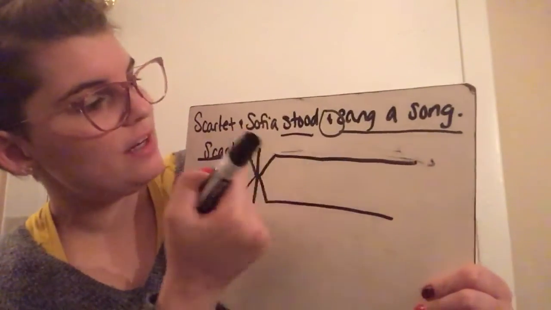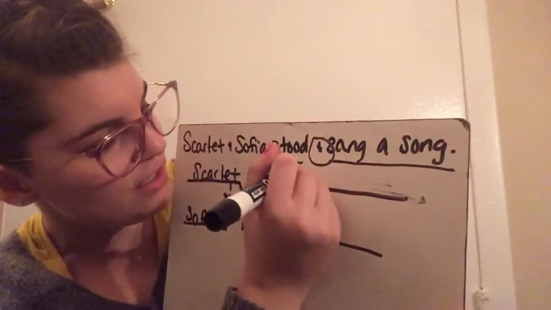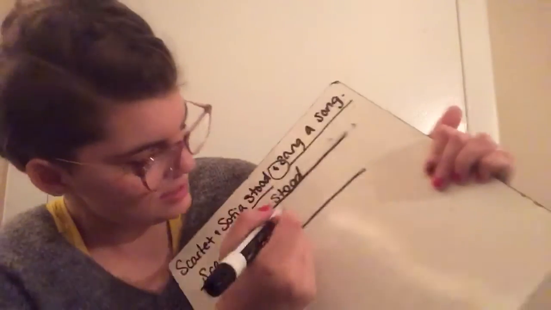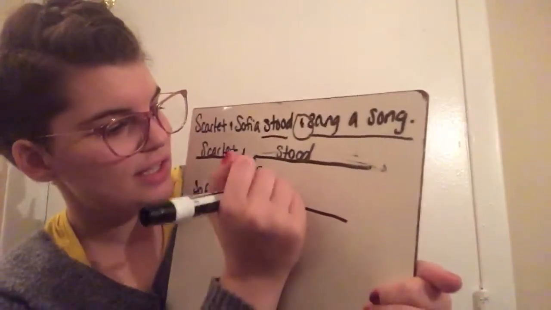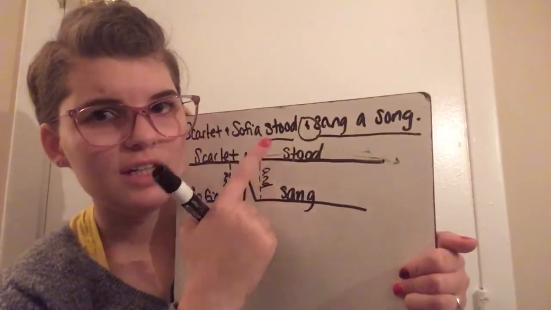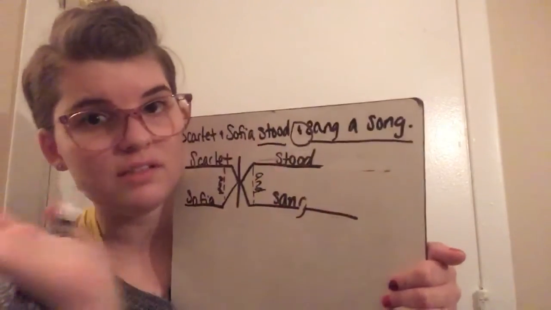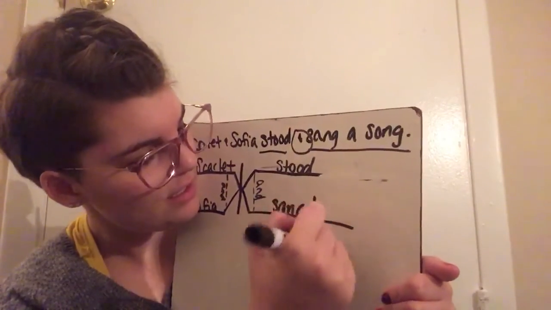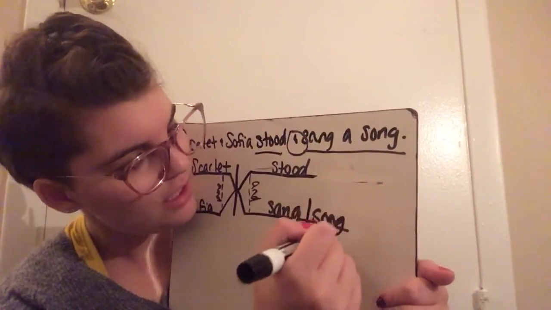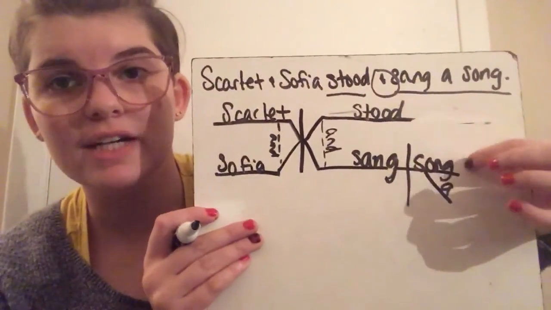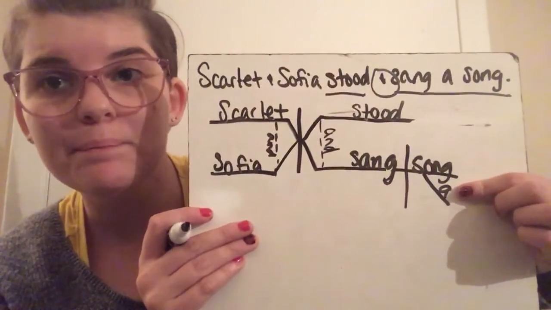So, what did Scarlett and Sophia do? Well, first, they stood. We have our conjunction, and they sang. Now, stood, that's all it says they do. So stood is just fine the way it is. Done. But sang has a little bit more to it. What did it say that they sang? They sang song. What kind of song did they sing? They sang a song, the modifier. So this is our direct object. This is our modifier. Okay? So you're going to do the next one yourself.